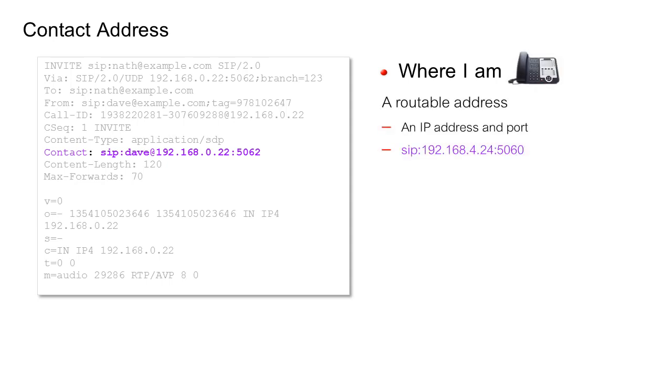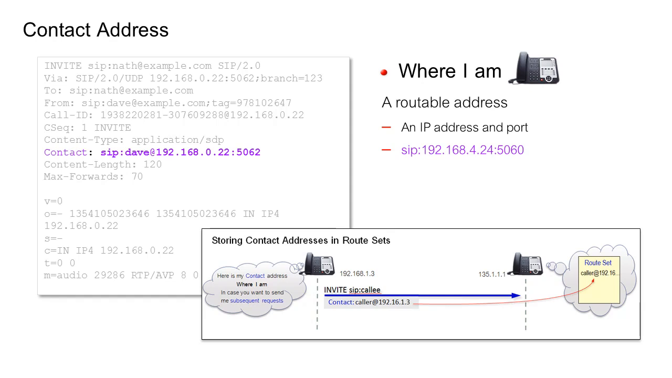of the phone, the same address given to and stored by downstream clients, so that during a call they can send back subsequent requests directly to the phone. A contact address may include a username, but it's the IP address that's most important. Now, if we know someone's contact address, we can use it to call them directly.